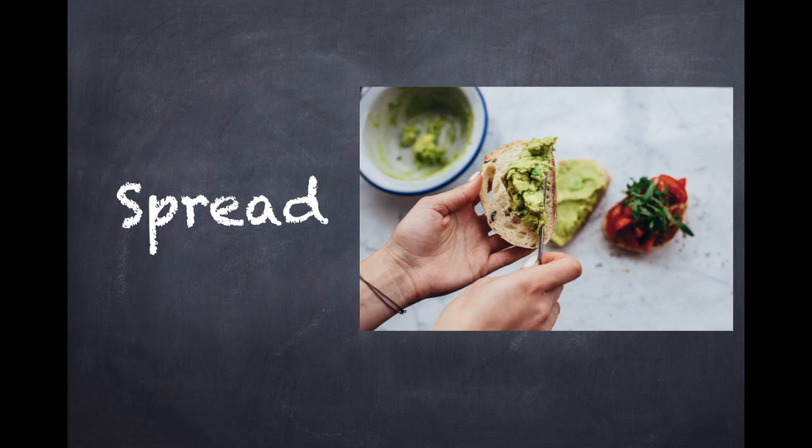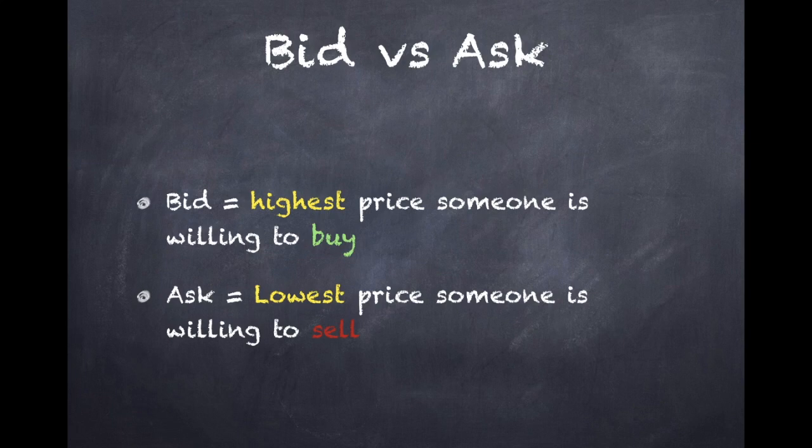And no, not this kind of spread. We're going to be talking about the bid ask spread. So, first let's define what the bid and the ask is. The bid is the highest price that someone is willing to pay for a particular stock, while the ask is the lowest price someone is willing to sell a particular stock.